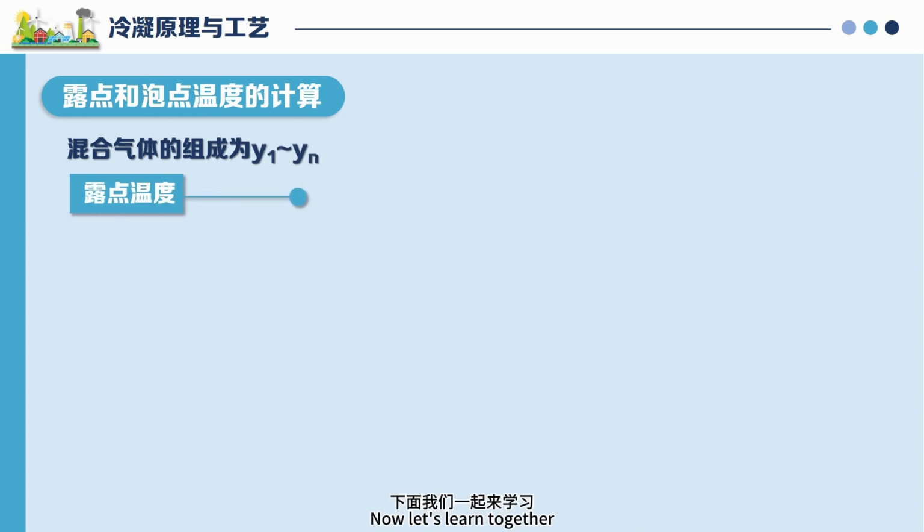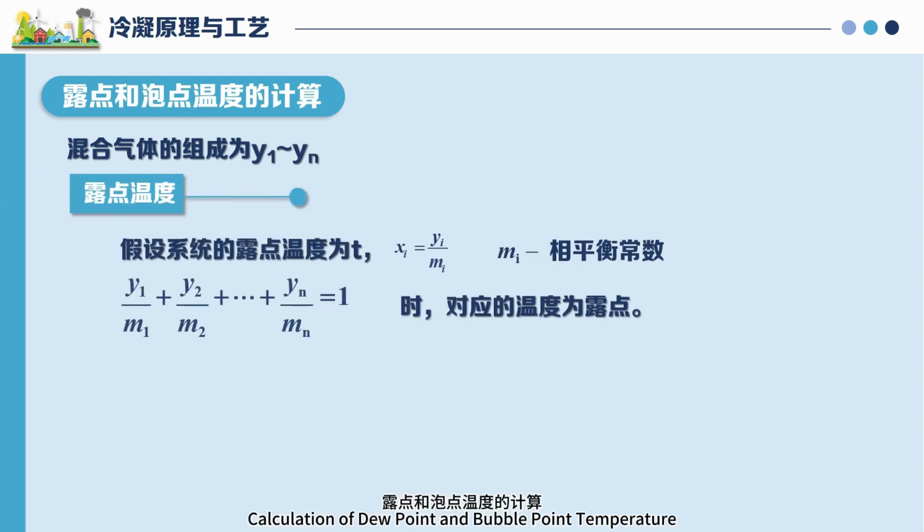Calculation of dew point and bubble point temperatures. Now let's learn together the calculation of dew point and bubble point temperature. Firstly, the calculation of dew point temperature. Assuming that a gas mixture contains multiple components, its composition is Y1, Y2, all the way to Yn, then the sum of Yi is 1. Assume the dew point temperature when the system pressure is P is T.